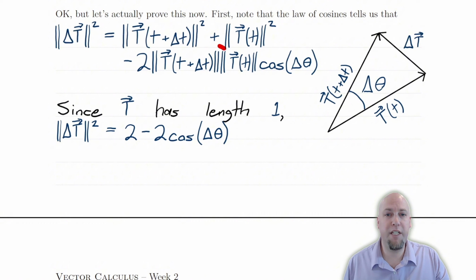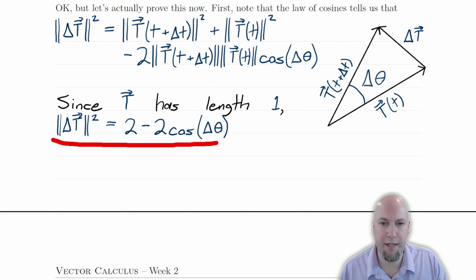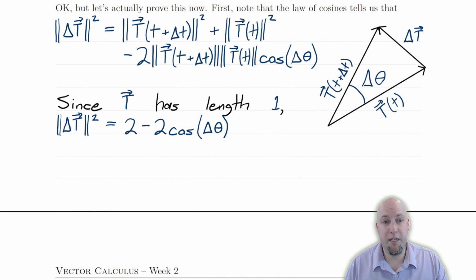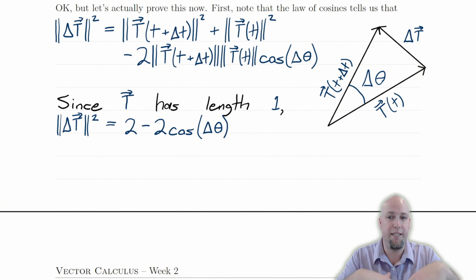Every single one of these 4 quantities on the right-hand side is just a 1, so the right-hand side simplifies down to 1 plus 1, which is 2, minus 2 times, but the thing in the middle is just a 1. So all you're left with is minus 2 times the cosine of the angle in the middle here, okay? So we get this formula here. And all I'm going to do is simplify that and break it down and eventually get it in terms of delta t.